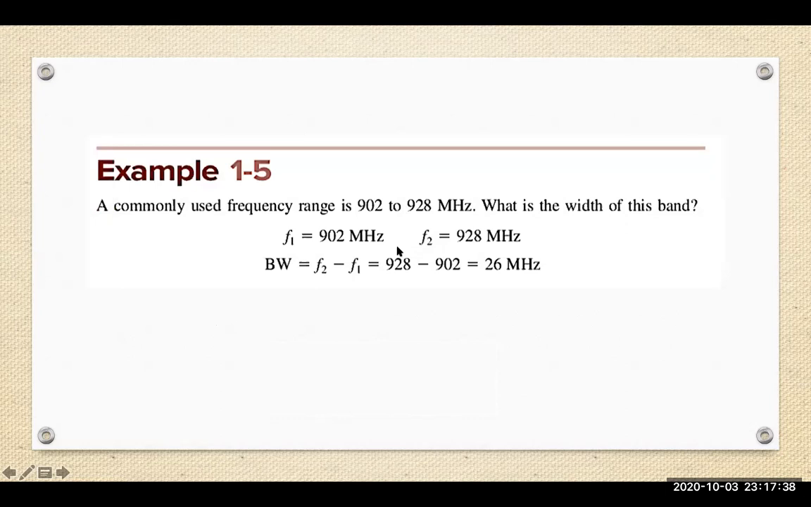Now let's have this problem. A commonly used frequency range is 902 to 928 megahertz. What is the width of this band? Width means the bandwidth, since we are given the range of frequency. The lower frequency is 902 megahertz, and the upper frequency is 928 megahertz. To determine the bandwidth, you take the difference, or subtract 902 from 928, so we have 26 megahertz as the bandwidth for this range of frequency.